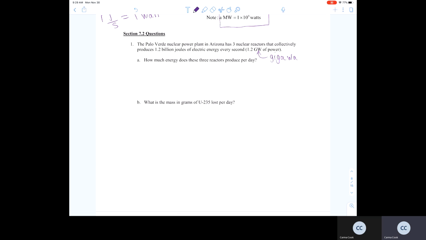And remember, the mega is a million. So a megawatt is 1 million watts. A gigawatt is a billion, 1 times 10 to the 9th watts. So therefore, 1.2 billion joules per second is 1.2 gigawatts.